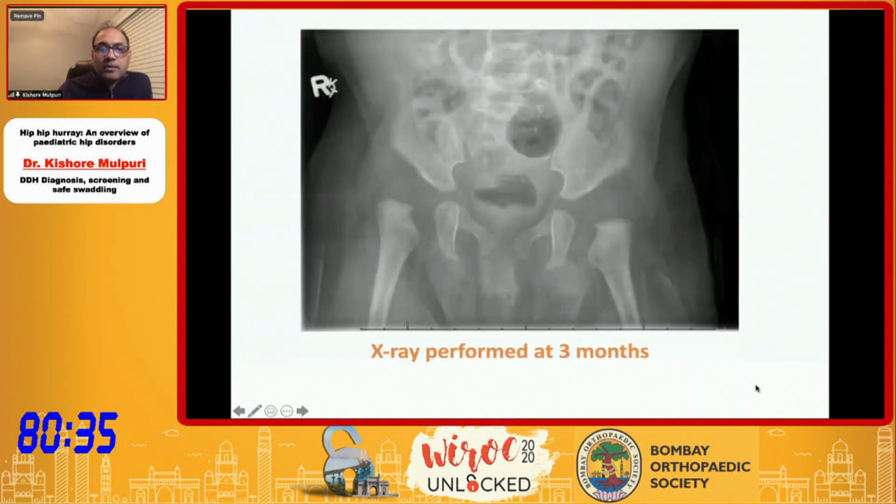Two days later, when this child had an X-ray, you can see the X-ray looks a lot worse than the ultrasound. That's why we never discharge patients purely based on ultrasound. We often follow them up, even when the ultrasound is normal. You follow them with an X-ray at the age where you would normally do an X-ray.